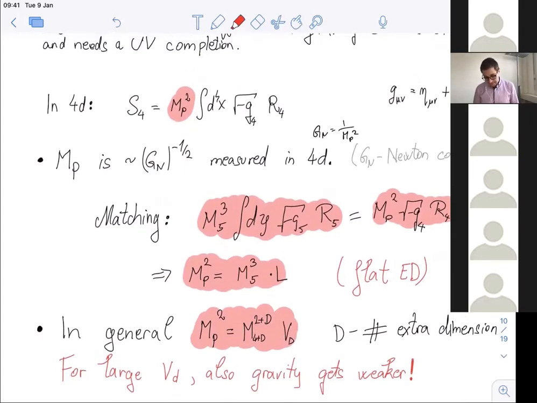So what does this mean? It means that also gravity gets weaker by propagating in the extra dimension. There is this volume factor, VD. So you can look at this from this perspective. If we have extra dimensions, then the cutoff of the theory is much lower than what we expected. So if we in particular have a large volume, then M5 is smaller to match the observed gravity coupling. MP is simply related to the coupling that we observed of gravity.